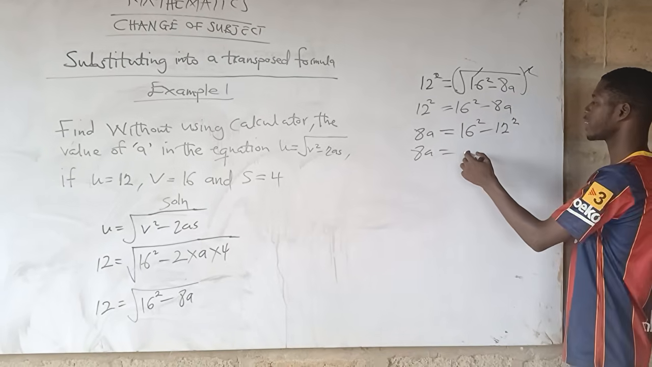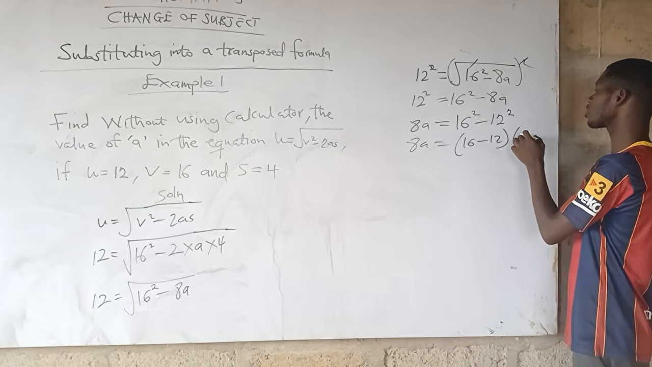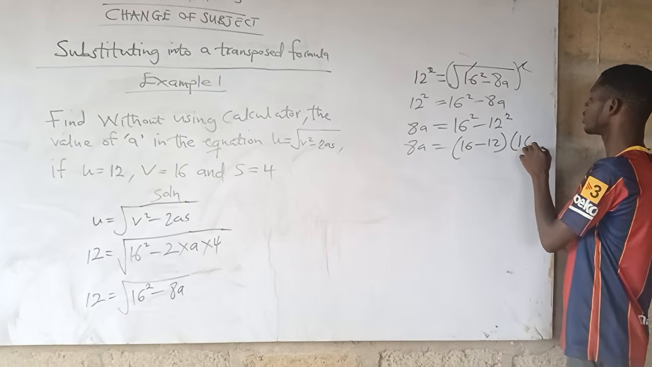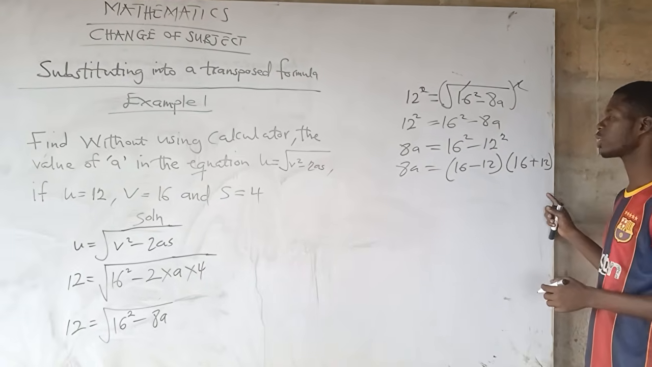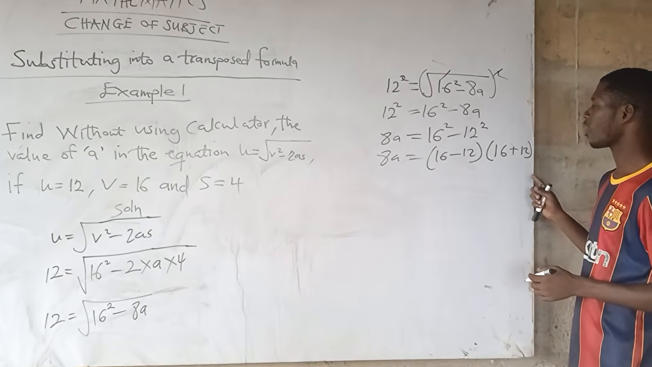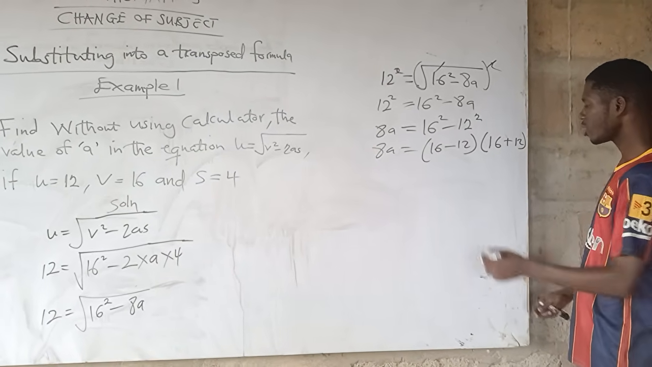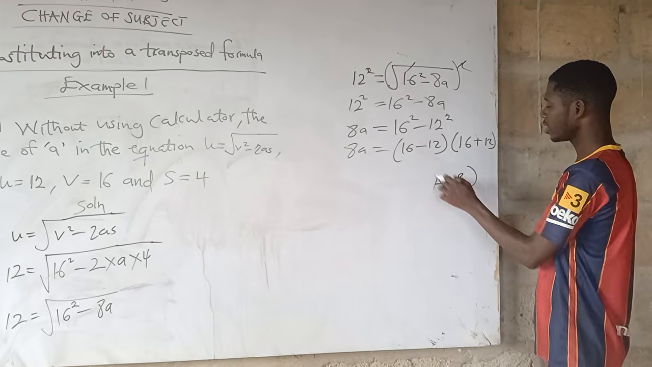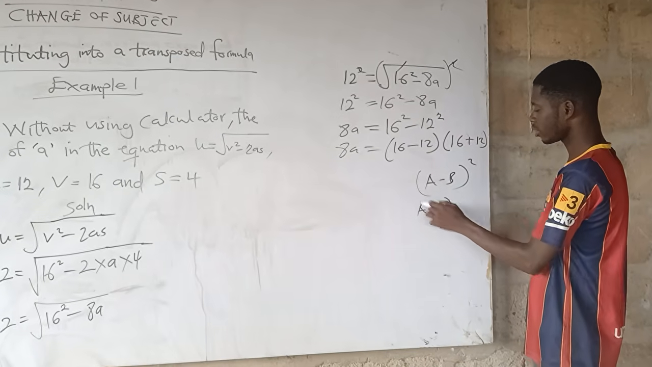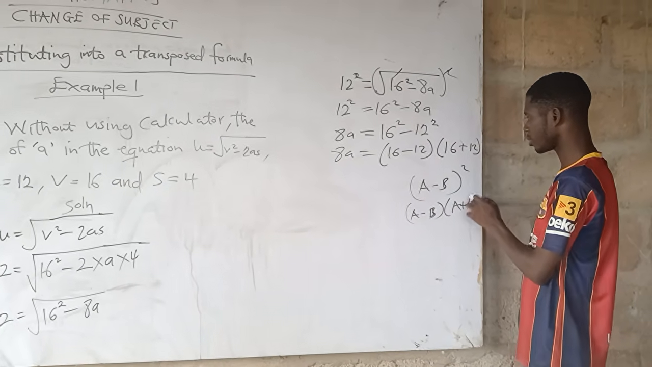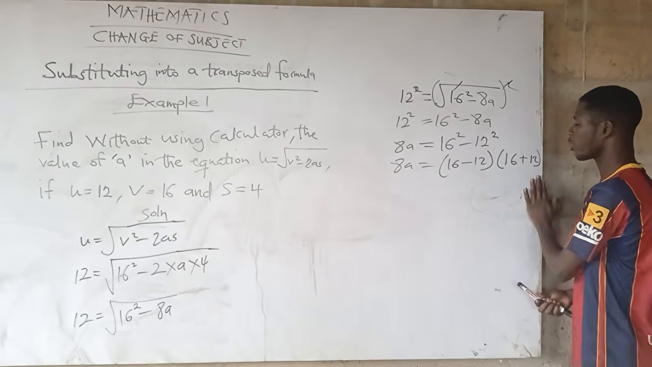By expanding it, you get 16 minus 12 multiplying 16 plus 12. That's how we can simplify the difference of two squares. For a squared minus b squared, the difference of two squares is a minus b times a plus b. Okay, so we are continuing.